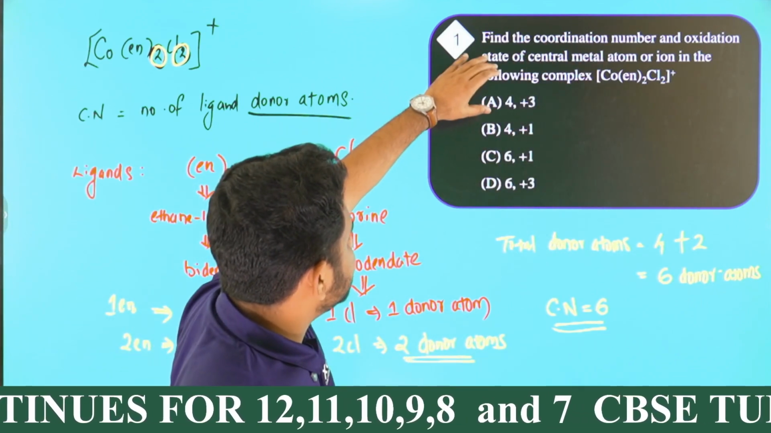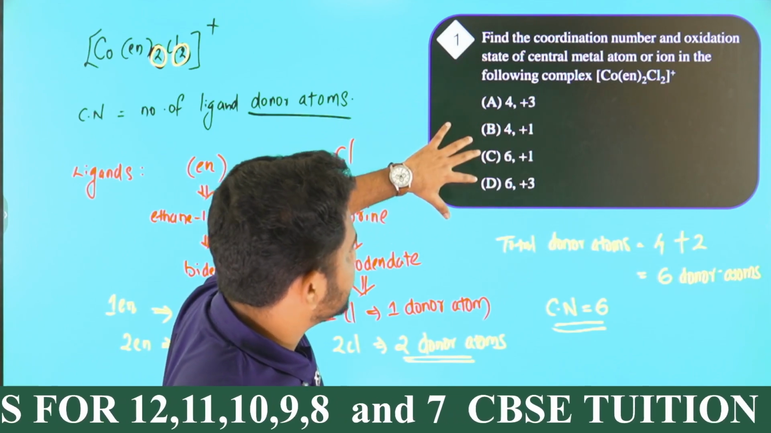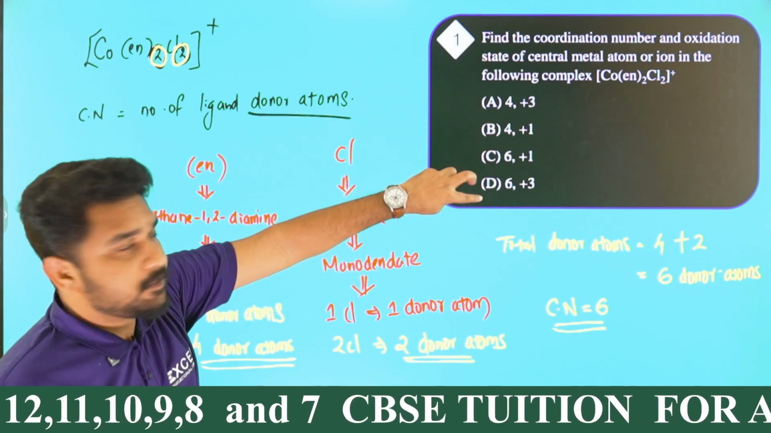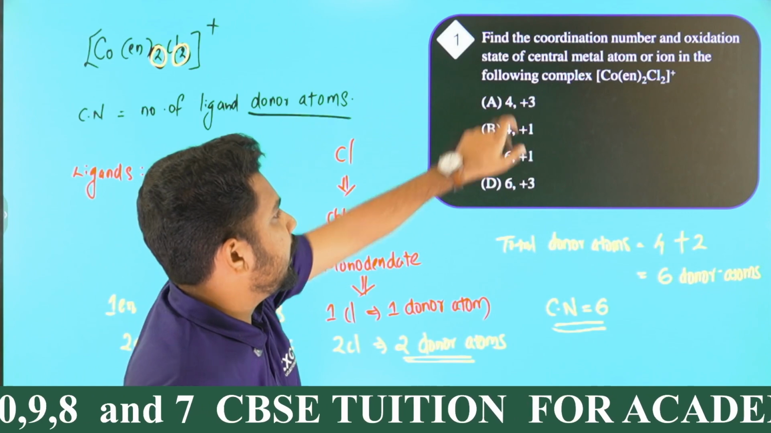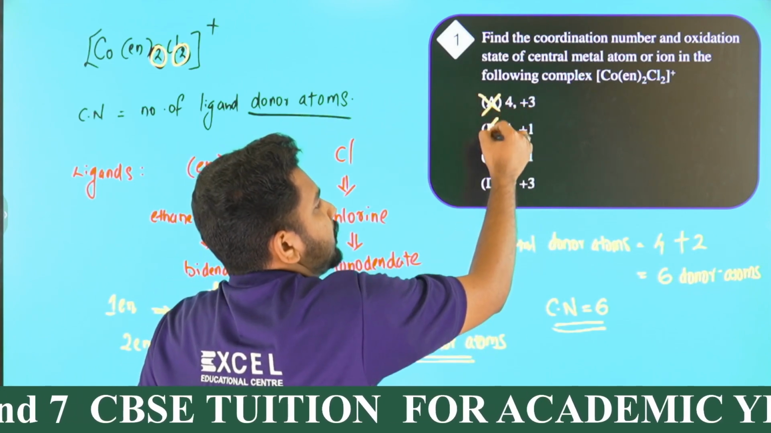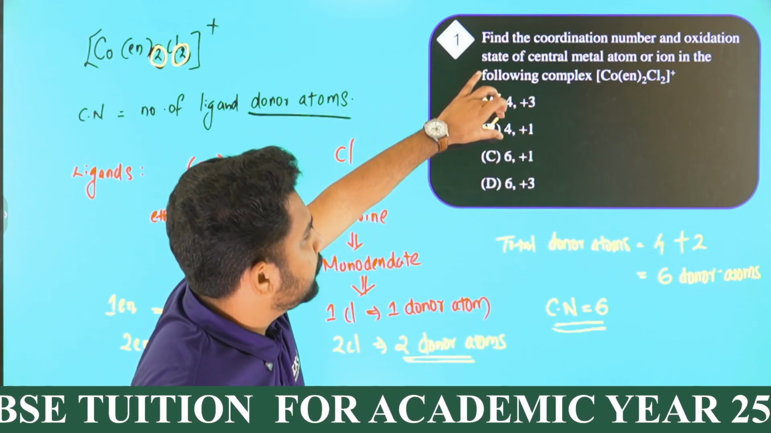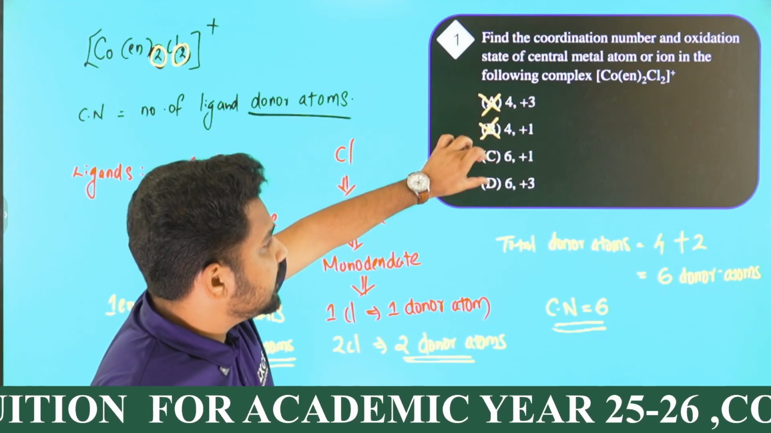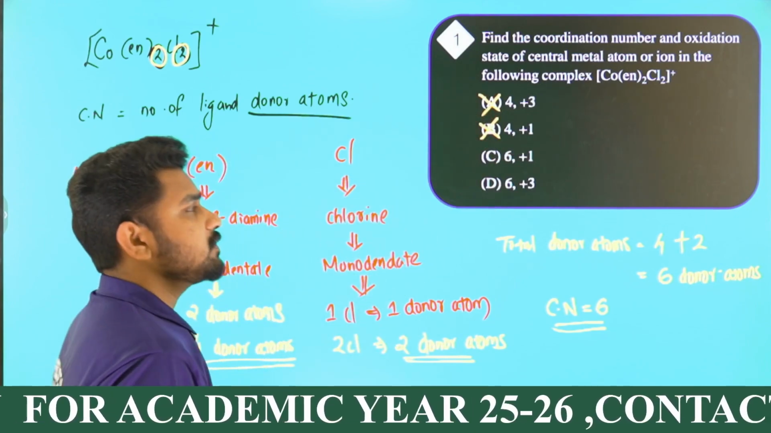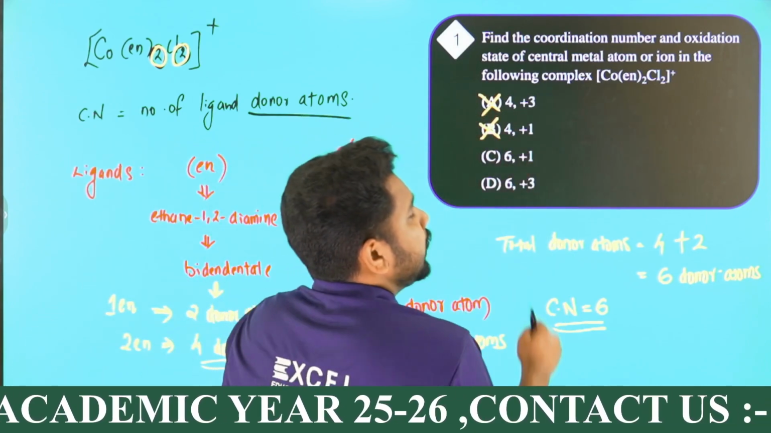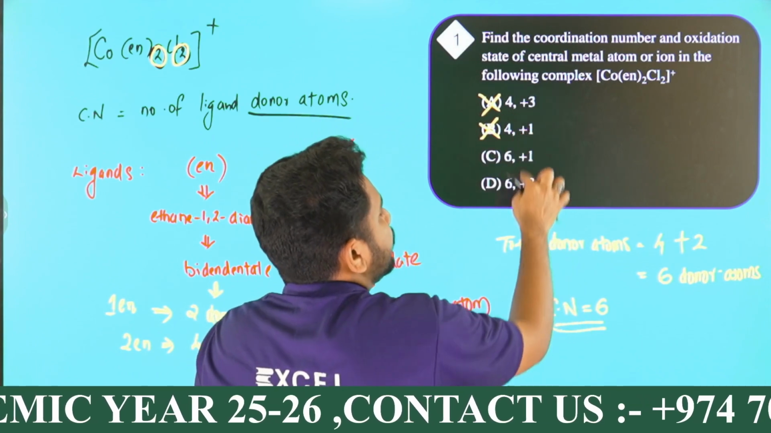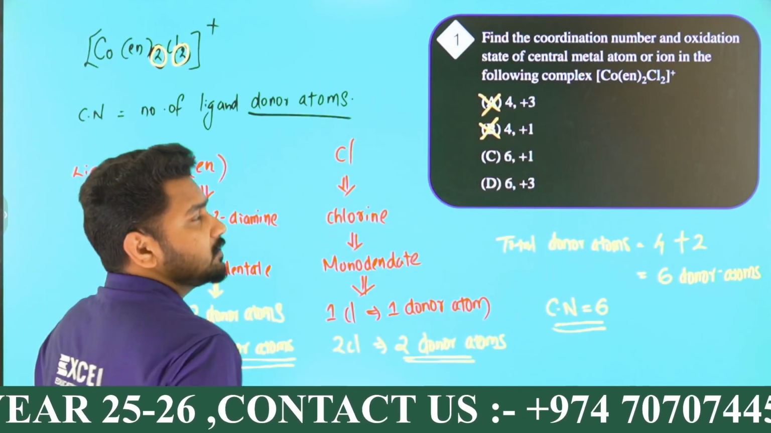So if the coordination number is 6, you can see two options are there, option C and option D. We can eliminate options A and B, because for A and B the coordination number is 4, but C and D have coordination number 6. So you have to find the oxidation number also, then only you can find which is the correct answer.